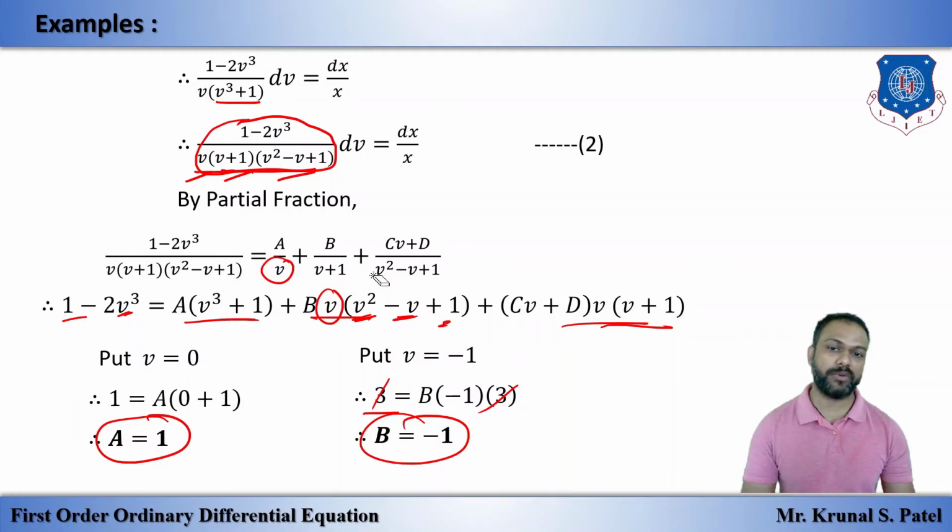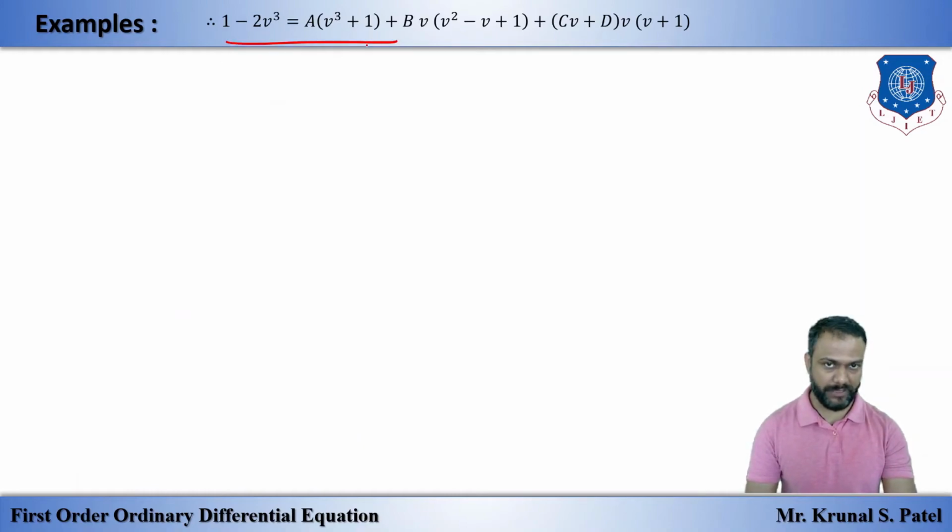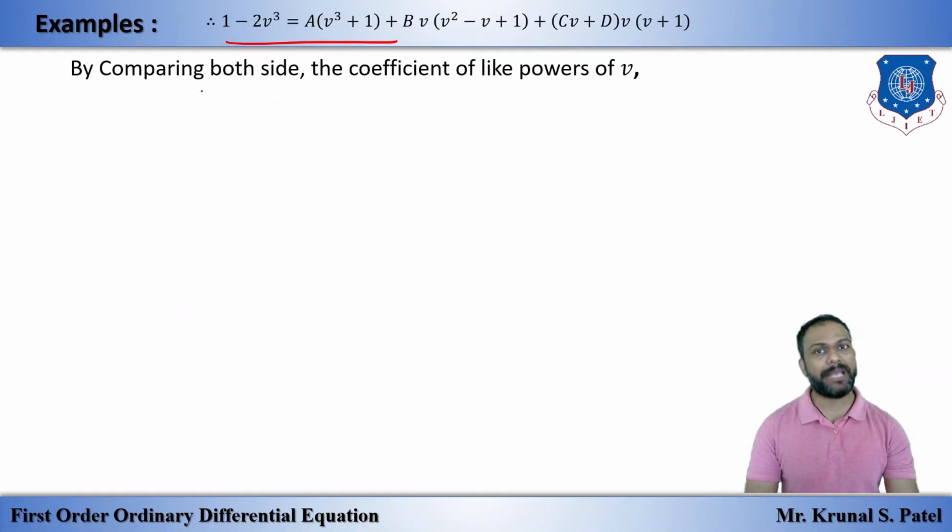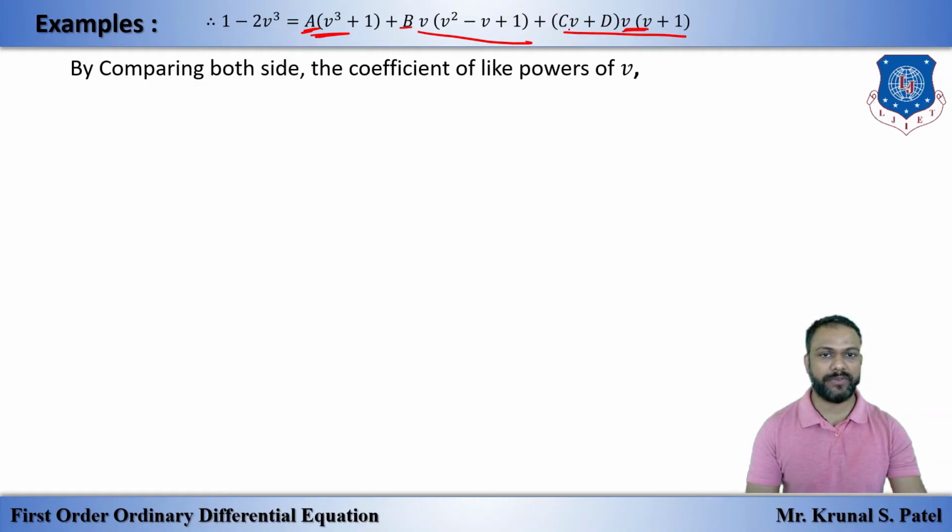Now we cannot put more values of v, so we have this equation. And by comparing, as I told, both sides, the coefficients of like powers of v, we'll start with the maximum power of v. So we have v cube as the maximum power of v, and we'll find out the coefficient of v cube. So the coefficient of v cube is a. If we expand this, the coefficient of v cube is b, and if we expand this, the coefficient of v cube is c. So a plus b plus c. Now on the left hand side, the coefficient of v cube is minus 2. So a plus b plus c is equal to minus 2.